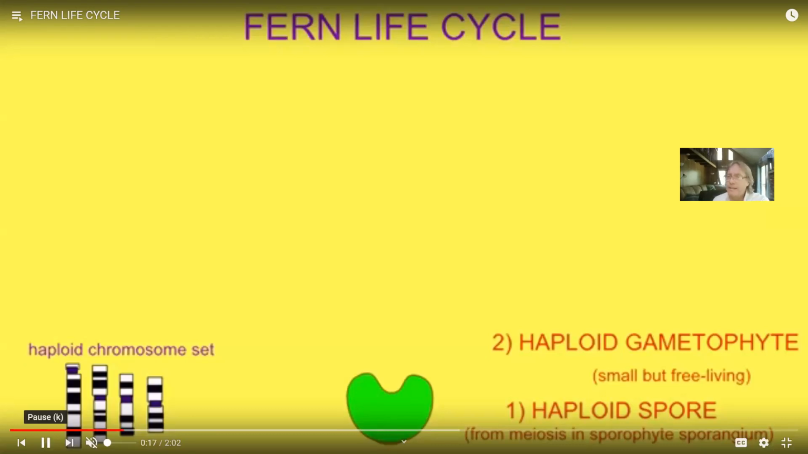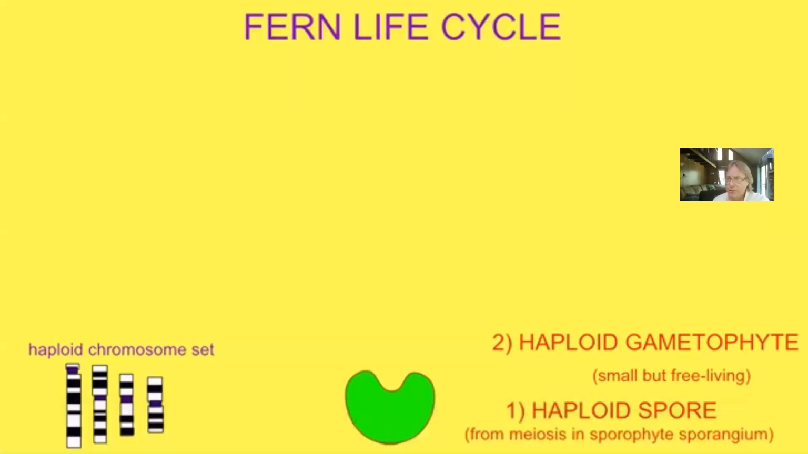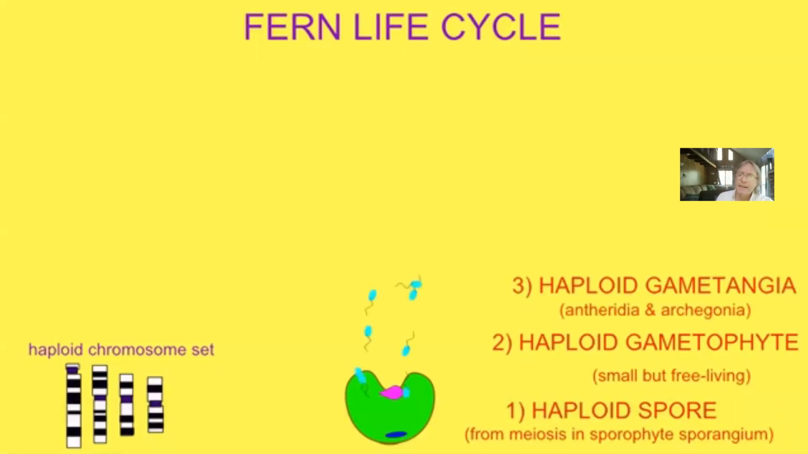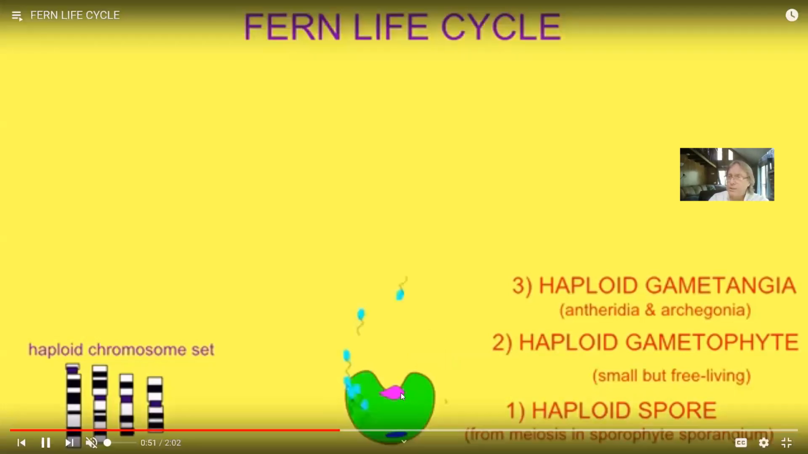However, it does produce the gametangia, so the antheridia, which produce haploid sperm, which still swim, given their flagellar tails, and ova from archegonia. The sperm can then fertilize the eggs in the archegonia, and now that there is a diploid cell, this then grows to be the sporophyte, the diploid sporophyte, and this is the fern that we typically recognize. Although it should be pointed out, there's two stages of the life cycle.